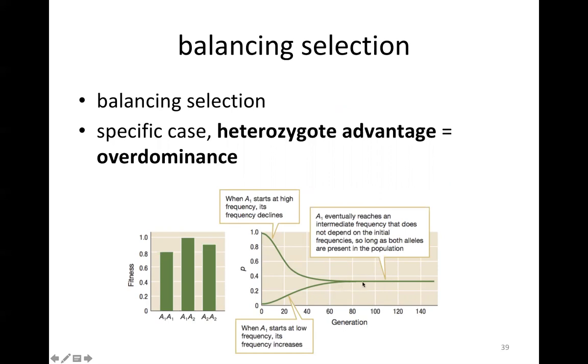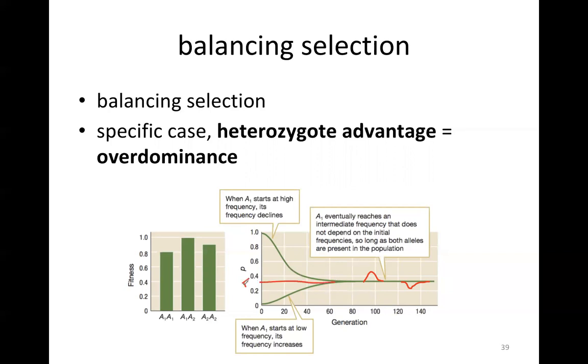And if you would push the system in one direction, so if by migration, for instance, there were more A1 alleles introduced in the population, if this moved upward, it would go back down, okay? Or if it were moved downward by migration or drift, it would move back to this point. So selection would maintain the same equilibrium value, okay? This is the equilibrium value.